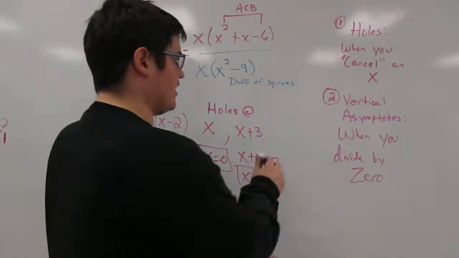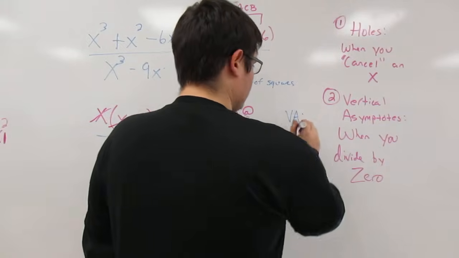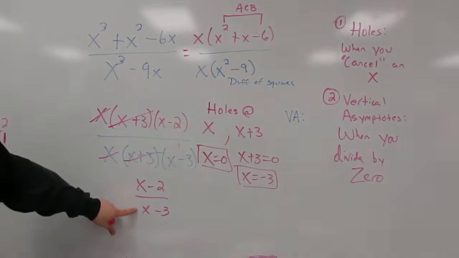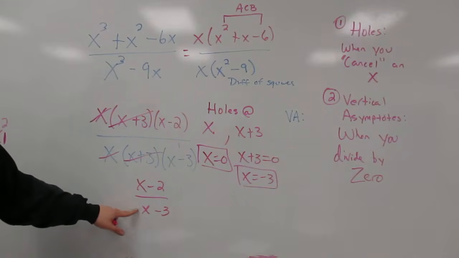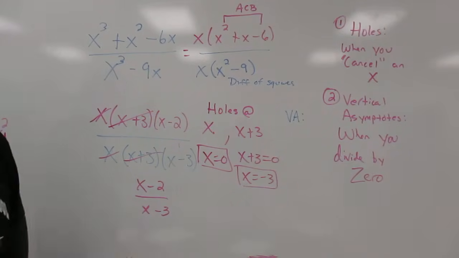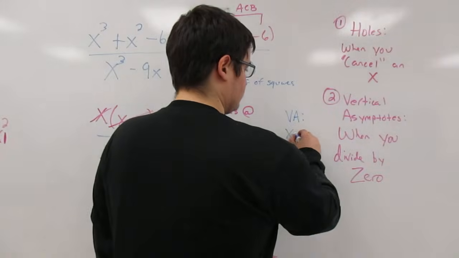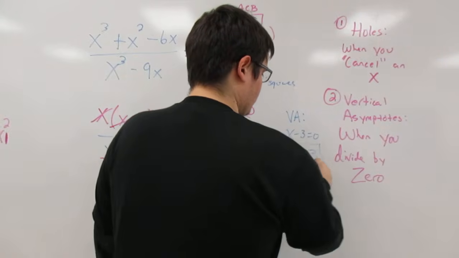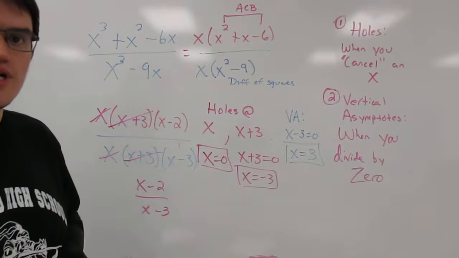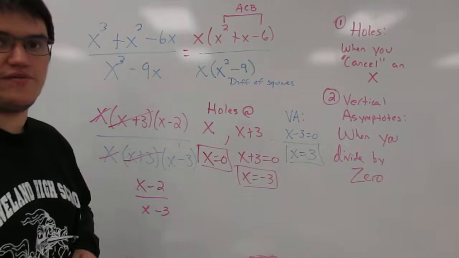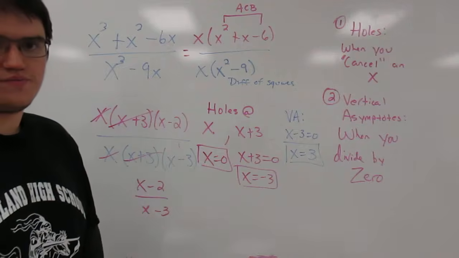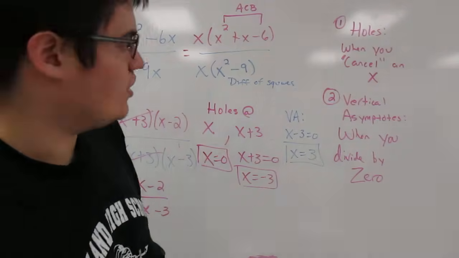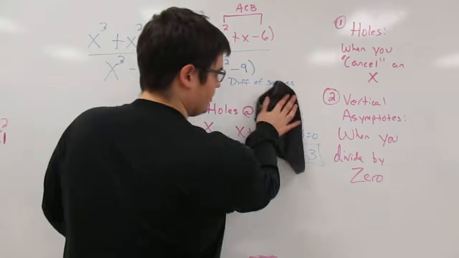Okay, and then our vertical asymptotes. Remember, we're looking for the values that we have to divide by 0 at the end. So I'm going to look for when x minus 3 equals 0. So I have one vertical asymptote at 3, which means if you put in 3 for x, it'd be divided by 0, and then 2 holes.